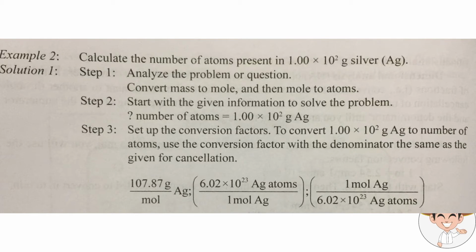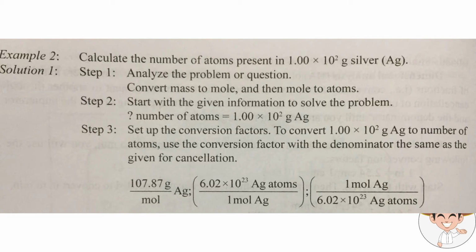So start with the given information to solve the problem. So we have here the unknown number of atoms equivalent to 1.00 times 10 raised to 2 grams of silver. So we are going to set up the conversion factors first. To convert the 1 times 10 raised to 2 grams of silver to number of atoms, use this conversion factor. So what is this 107.87 grams? This is what?